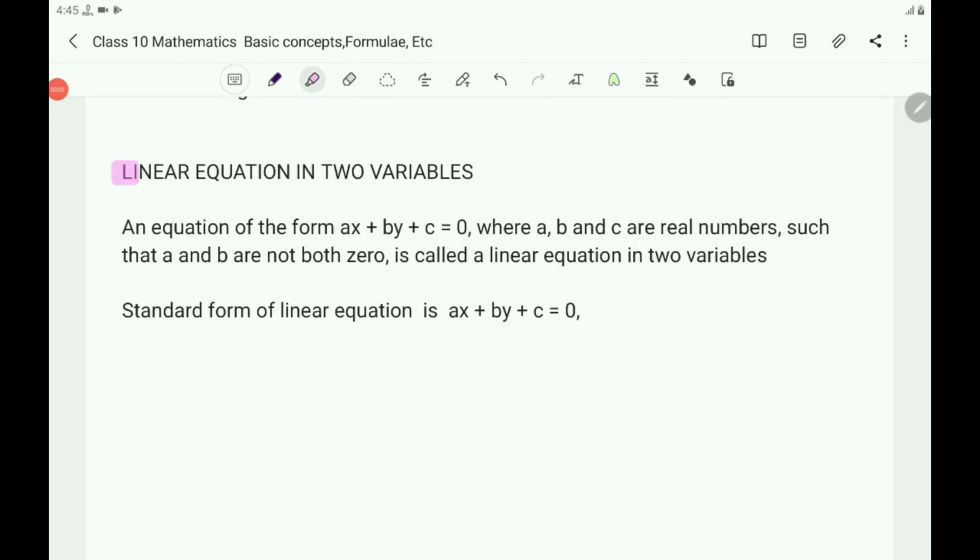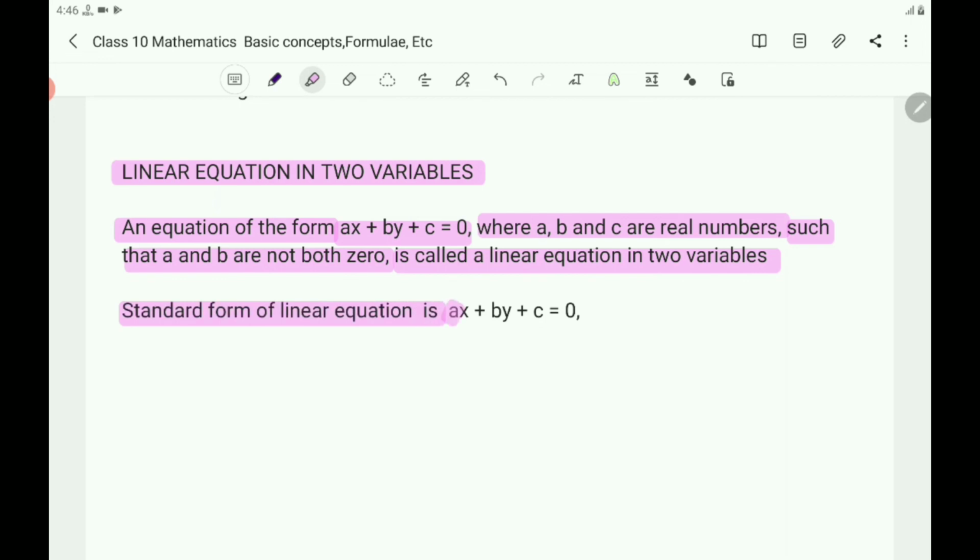Then you write the definition of linear equation in two variables. An equation of the form ax plus by plus c equals 0, where a, b, c are real numbers such that a, b are not both 0, is called a linear equation in two variables. Then what is the standard form of linear equation in two variables? The standard form is ax plus by plus c equals 0.